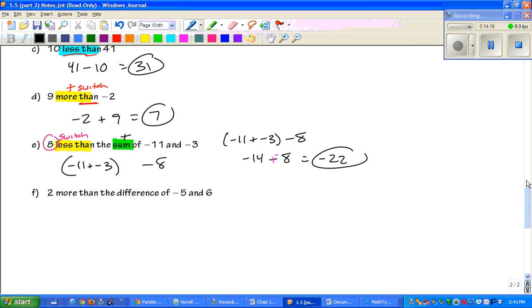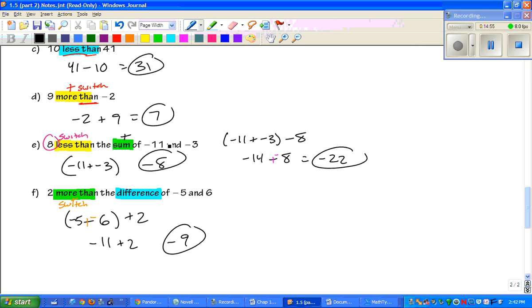All right, and F says 2 more than the difference of negative 5 and 6. I see more than and difference. We're going to have to add, but we also have to switch. So the 2 goes all the way to the back. We're going to take the difference. We're going to do that first of negative 5 and 6. Do your click, click, same signs. And negative 11 plus 2 gives us negative 9.